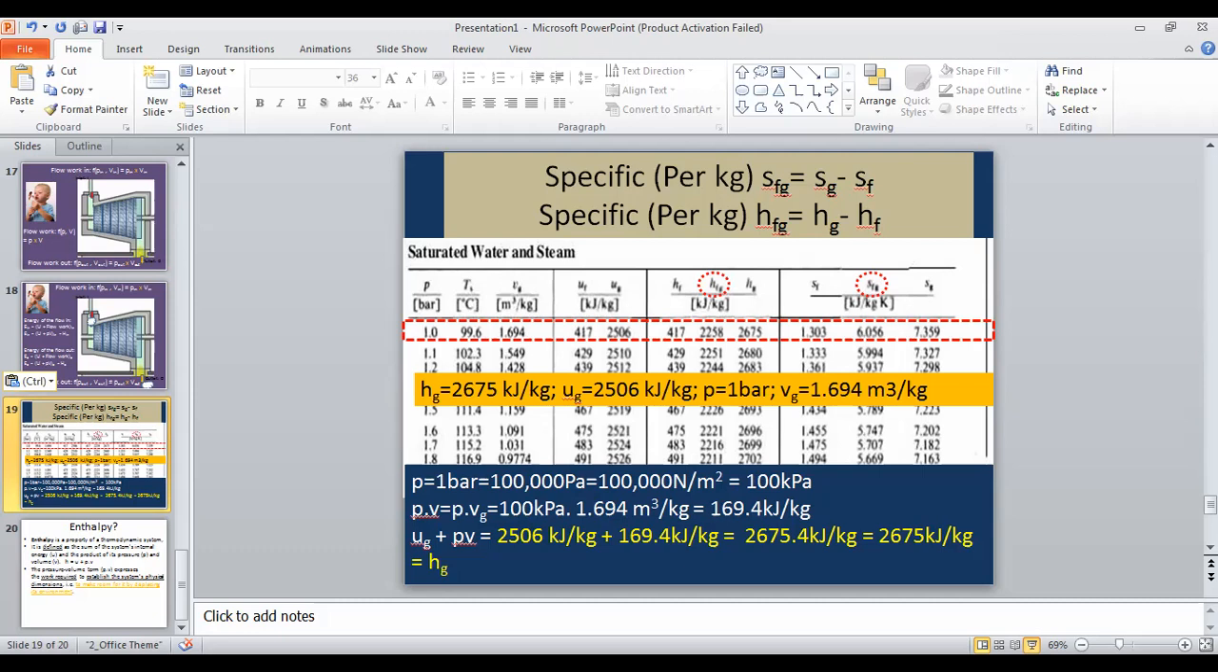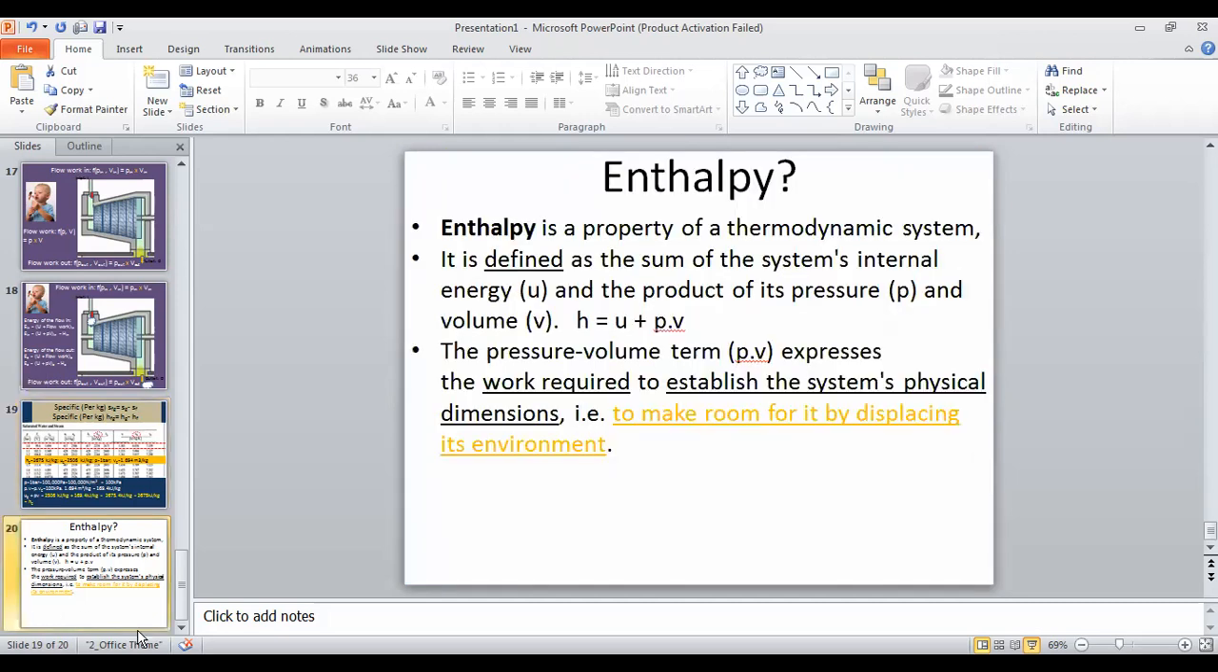Think about this, Bhutan. Again, come to you. The same repeated slide. H defined in this way. Very interesting. H is U plus PV. Good.